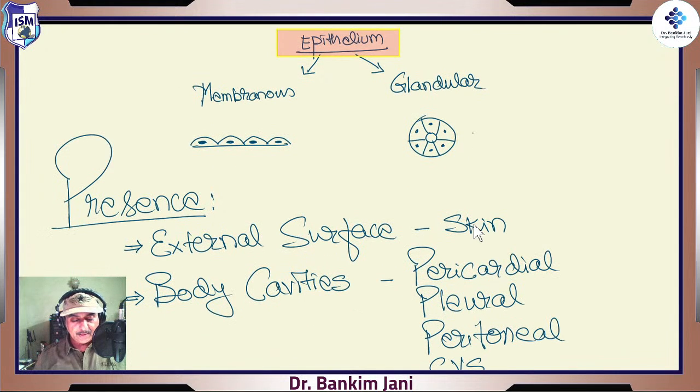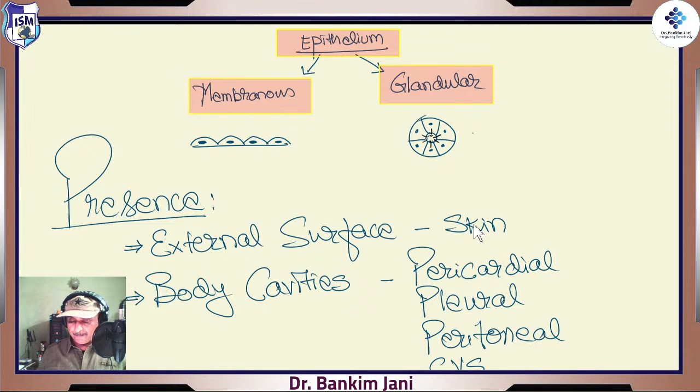See, epithelium can be divided into two parts, membranous and glandular, right? Glandular is that, all the cells are pointing towards one lumen. It means every cell will be secreting into one space. So this is nothing but a gland.